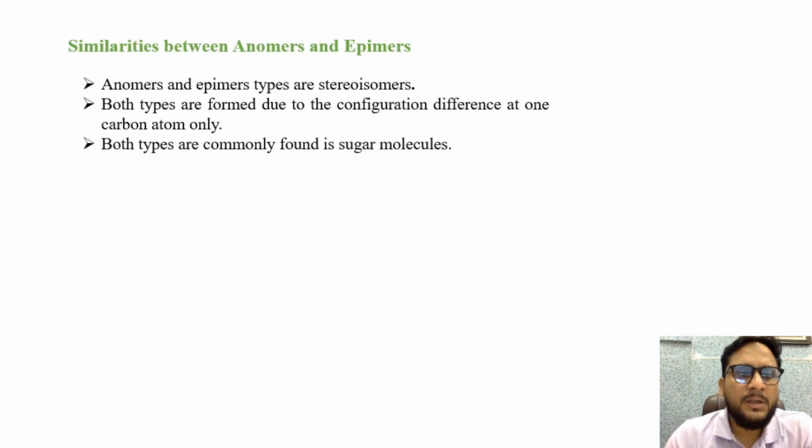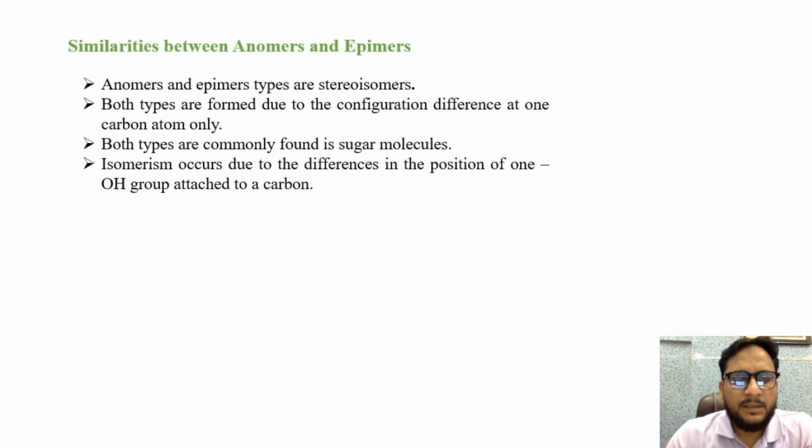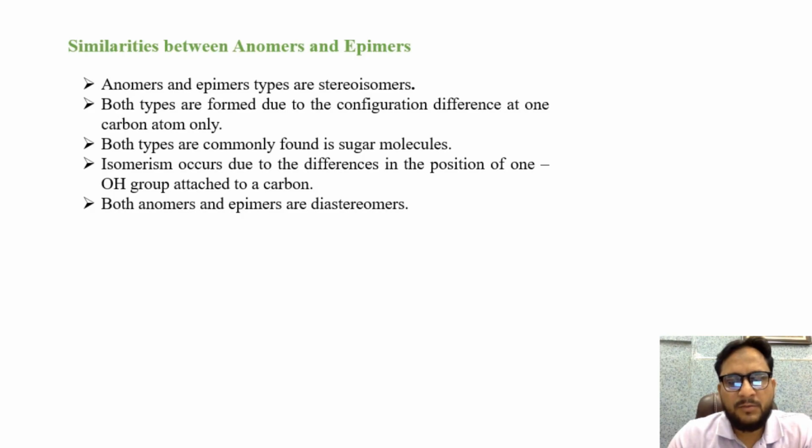These sugar molecules commonly show anomeric or epimeric isomerism, and they show isomerism because of the position of OH, sometimes on the left side, sometimes on the right side, or maybe up and down. Therefore they show isomerism because of this OH group position only, which may be either epimer or anomer. And as I said before, they are not enantiomers because the configuration is different only on one carbon, not at other chiral carbons. Therefore they are not enantiomers, but they exist as diastereomers.